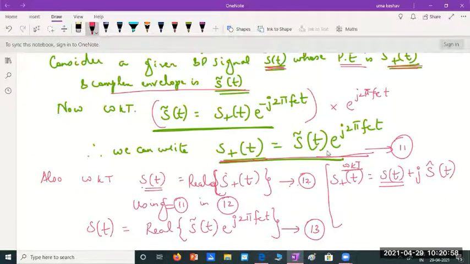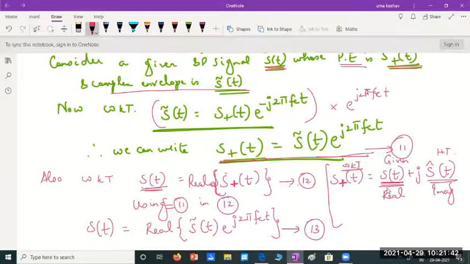Now we have written this equation 11, and I already know the definition of the pre-envelope of the given signal S plus of t. It is nothing but the given signal as the real part plus the Hilbert transform of the signal as the imaginary part. Today also I started telling what the definition of pre-envelope is. The pre-envelope of the signal has the given signal as its real part and the Hilbert transform of the signal as its imaginary part.